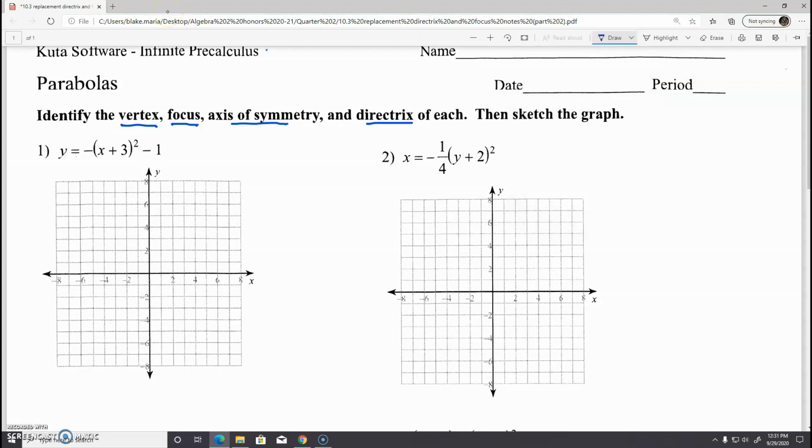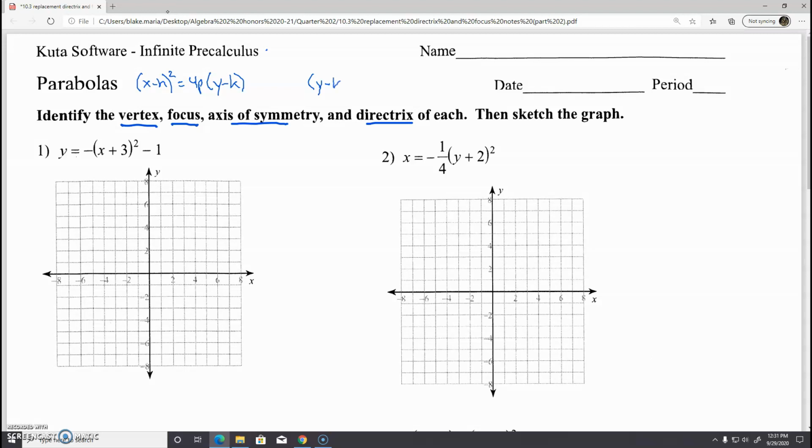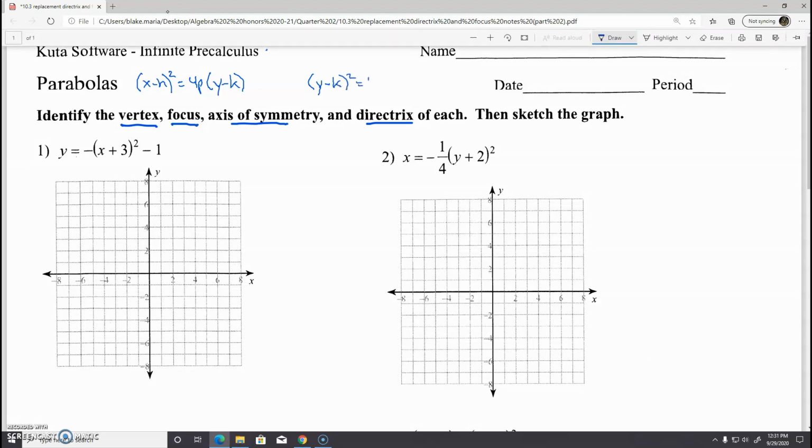I want you to recall from yesterday, we had parabolas that opened up and down. Those were your x squared, so x minus h squared equals 4p times y minus k. Then we had our ones that open left and right, y squared: y minus k squared equals 4p times x minus h. So those are your two formulas, up and down, left and right. You want your equation to look like one of these.